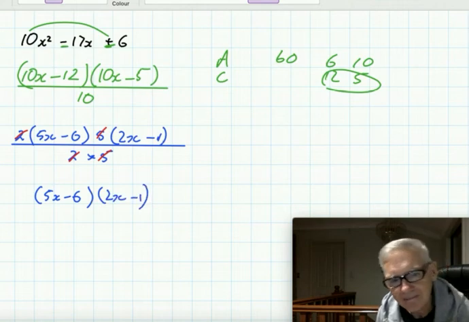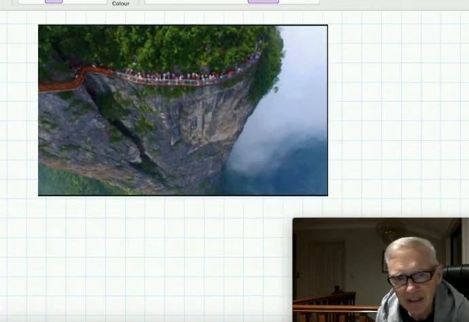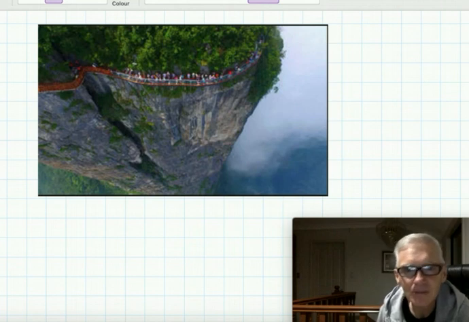There's factorizing. Just I came across this today. Look at that, that's a bridge. I wouldn't like to go up there. Too dangerous for me. Suppose they're not thinking about factorising.